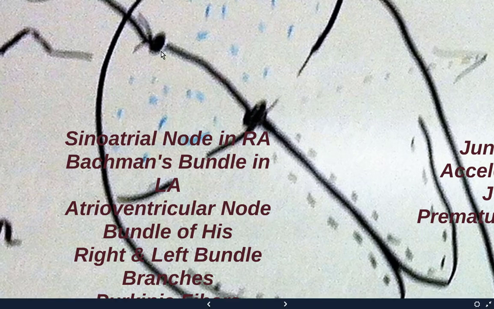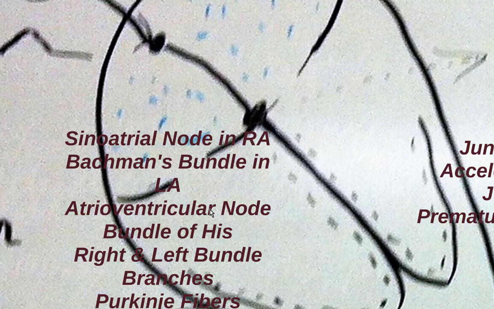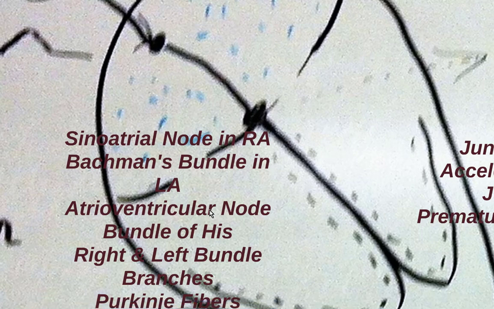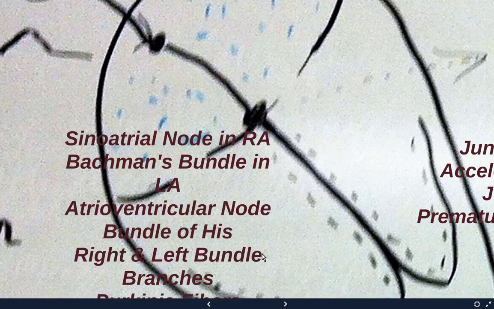And then as that signal follows down to the AV node, you're going to see that is part of your PR interval. So the amount of time that it takes for that signal to move from the sinoatrial node to the atrioventricular node is the PRI. So the PR interval includes both of those.